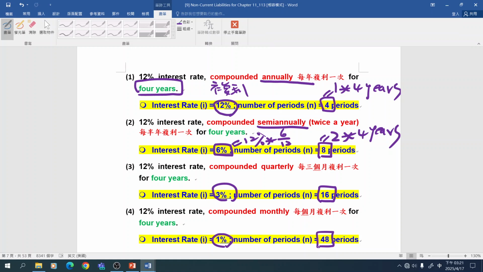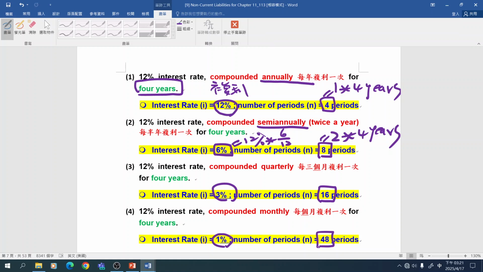Find out N. What's N? What's I? First, for each question, what's N? What's I? And based on different N, different I, what's N? What's I? You should answer the question first. For this case, what's N? What's I? How to find out the N and the I?